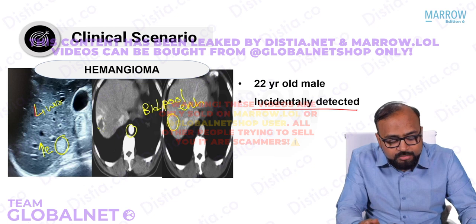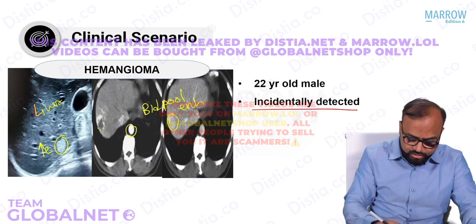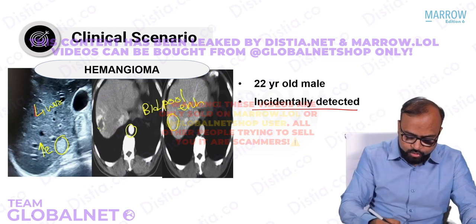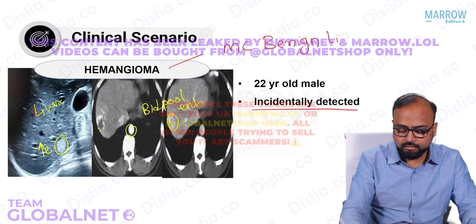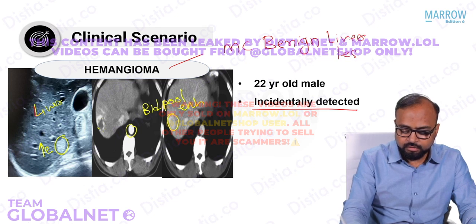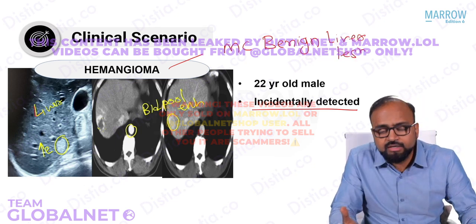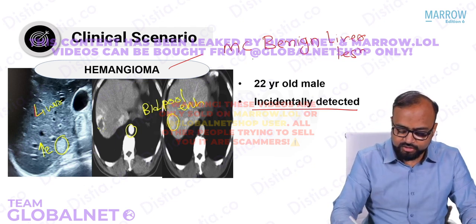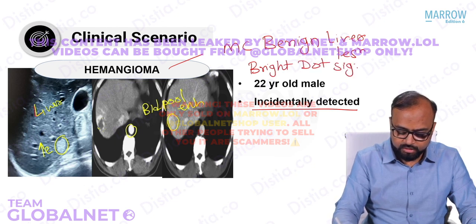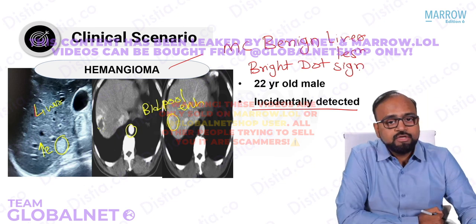Right? So hemangioma, remember, is the most common benign lesion of the liver parenchyma. So hemangioma is the most common benign liver lesion. They are usually asymptomatic, right? So sometimes a bright dot of a blood vessel is maybe seen within it. It is called as the bright dot sign. So these are the features of hemangioma.